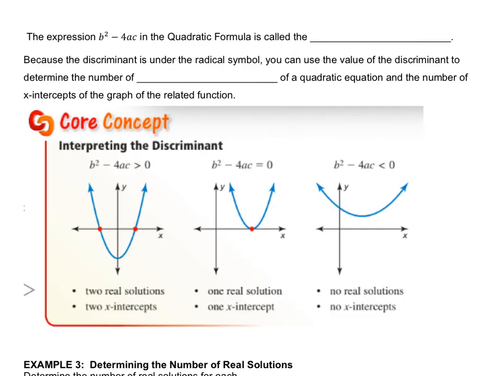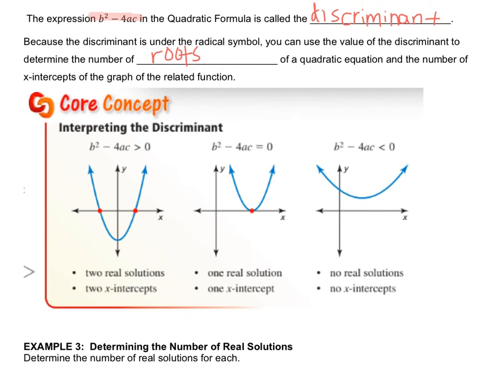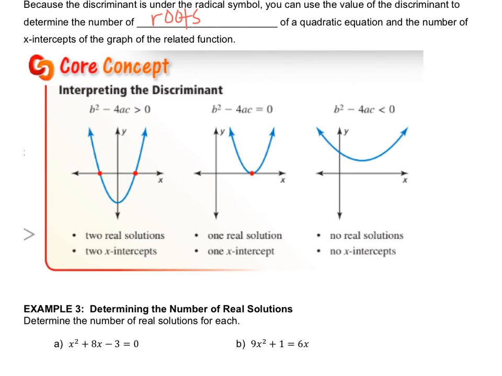All right, now the thing in the quadratic formula, b squared minus 4ac, which is the expression that's underneath the radical sign, that is what we call the discriminant. Now, because the discriminant is under the radical sign, you can use it to determine the number of roots, which we know are the x-intercepts and the solutions. The way that you would use it is you would look at three potential things that the discriminant could be. It could be positive, negative, or 0.